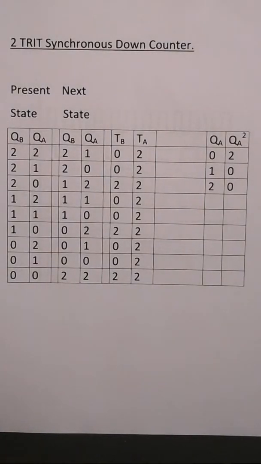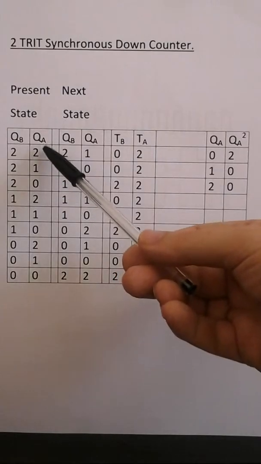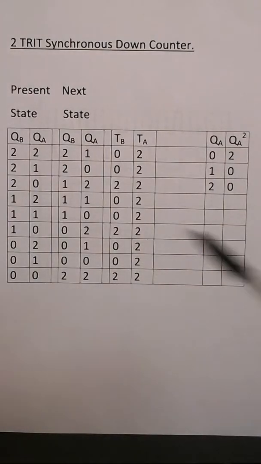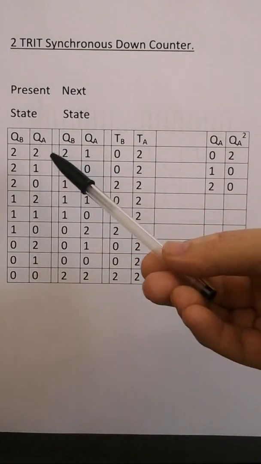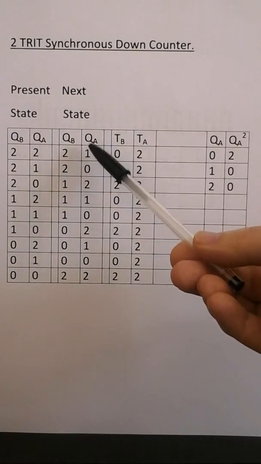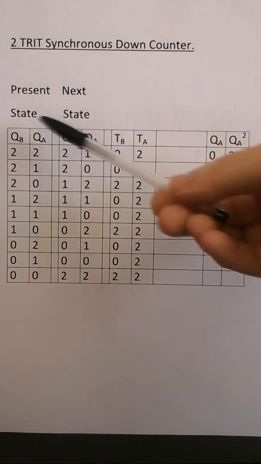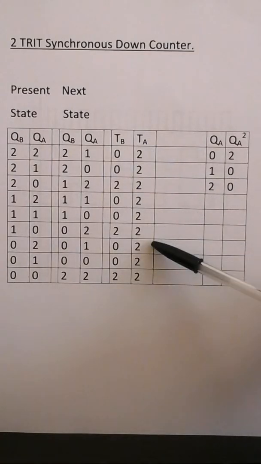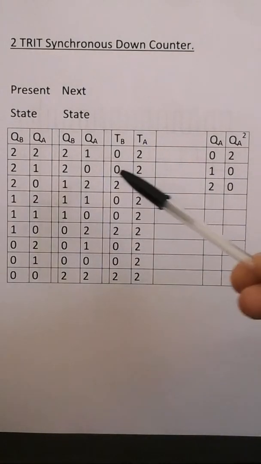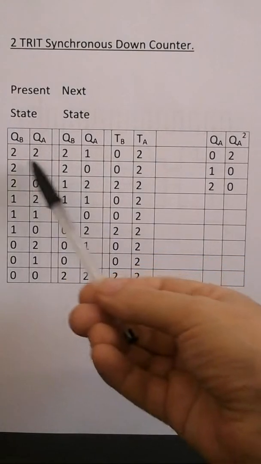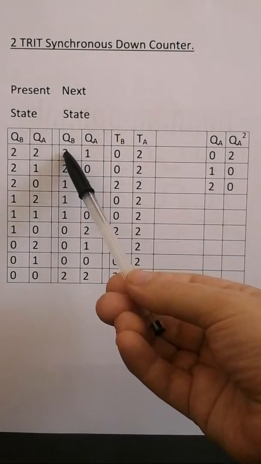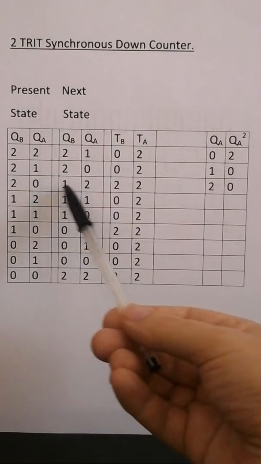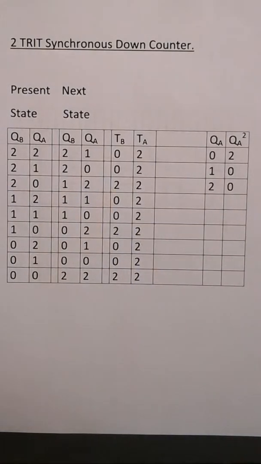Here we have a 2-trit synchronous down counter. Here we're starting at 2, 2 and ending at 0, 0, so counting down. So for QA, the present state and the next state of QA is always 1 less. So TA, which is the T flip-flop input, is always a 2. For QB, we've got 2s there, QB and QB next state are 0. T input is 0 because they're both the same, and here is 1 less, so TB is a 2.